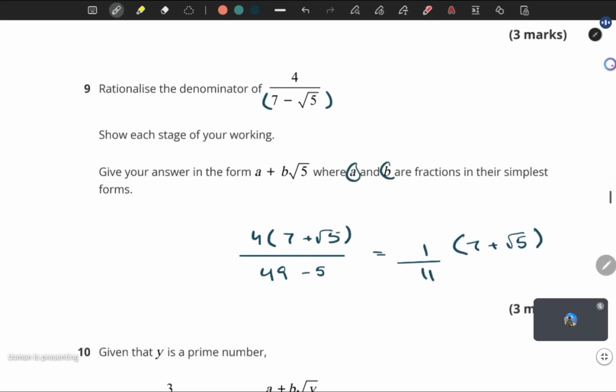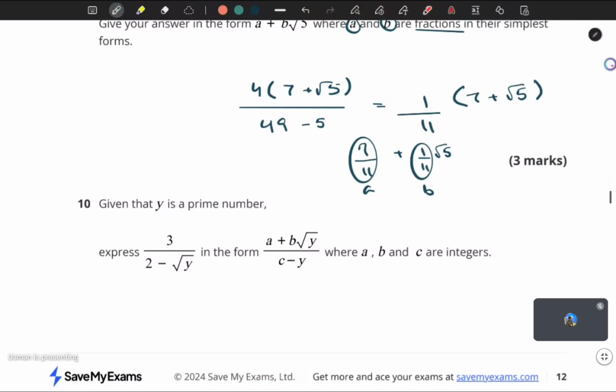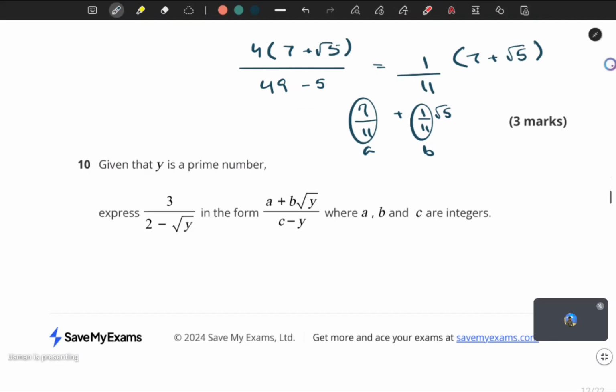Now they've told you that A and B are fractions, right? So you can write 7 over 11 plus 1 over 11 root 5, where A is 7 over 11 and B is 1 over 11. Make sense? Yes. What about this one? Can you try this one?